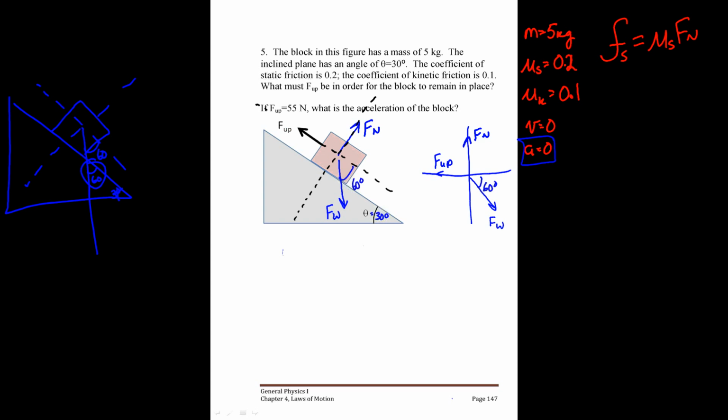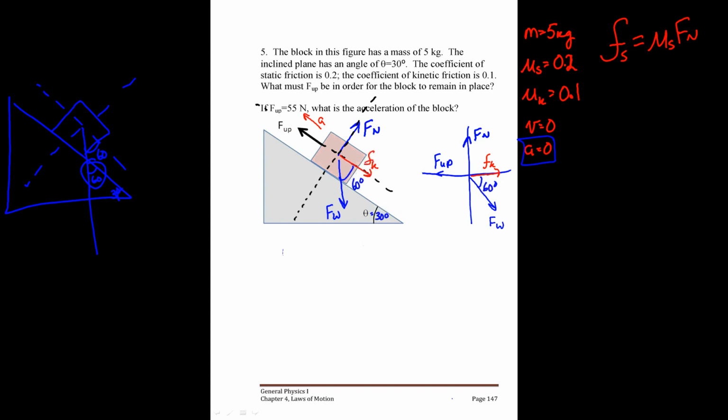All right, everything else should stay the same, but now my only difference is that I'm going to have Fk pointing in this direction. Fk is going to be in that direction because it opposes the direction of motion, and for this second part, my block is going to be accelerating up the inclined plane. And I want to know what is the acceleration of that block. All right, I'm going to make this change here. So I have Fk here.